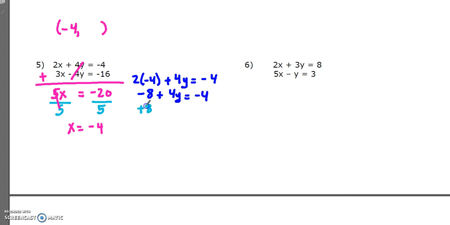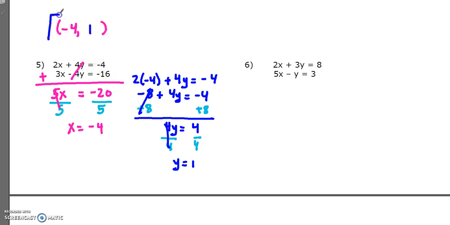I'm going to add 8 to both sides of my equal sign. That leaves me 4y on the left, and on the right I will end up with a positive 4. Divide both sides by 4. And I will have 1 for my y. So my y value is 1. My x value is negative 4. So there would be my answer for number 5.